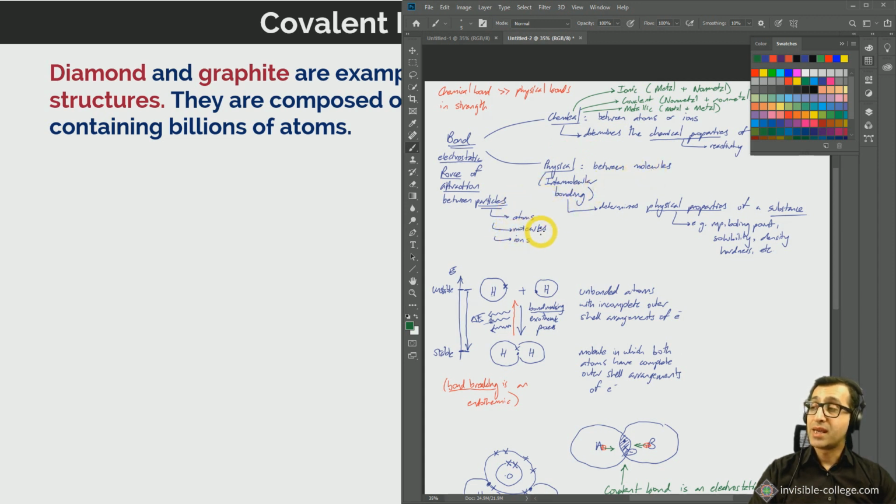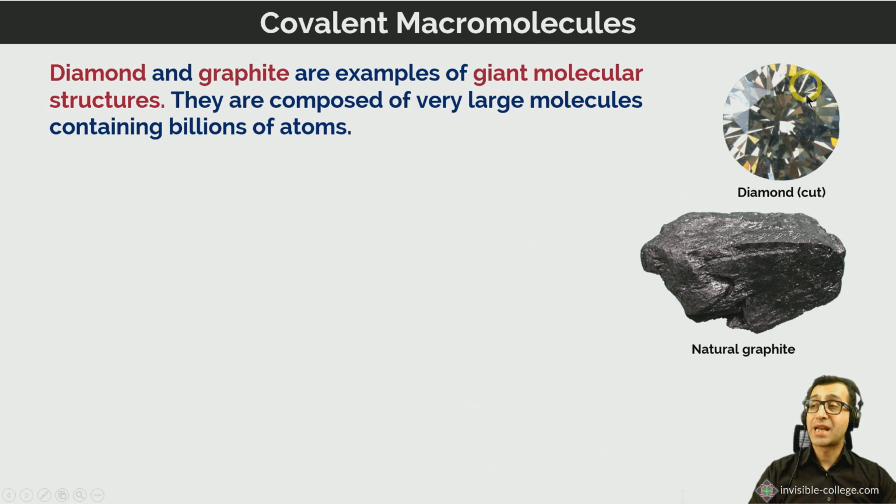A molecule is a particle made up of atoms chemically bonded together. And so if all of the carbon atoms in a diamond are covalently bonded together, then that structure, that object can be described as a giant molecule.